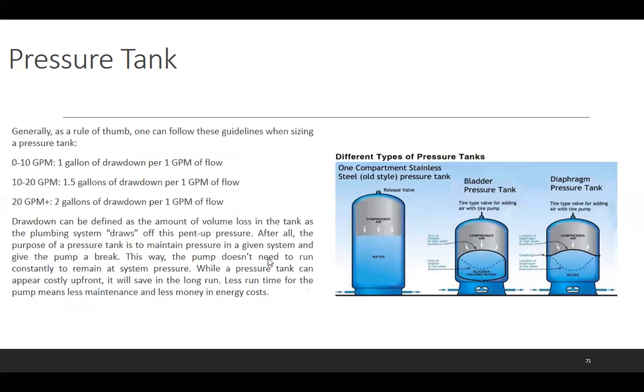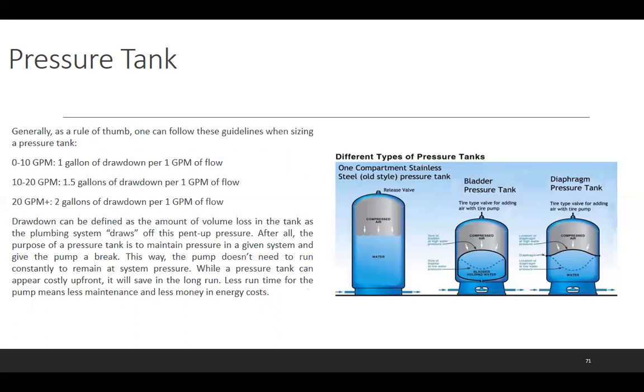Generally, as a rule of thumb, one can follow these guidelines with sizing a pressure tank. In terms of the flow, from 0 to 10 GPM, you must use 1 gallon of blowdown per 1 GPM of flow. 10 to 20, you should use 1.5 gallons of blowdown per 1 GPM of flow. Over 20 GPM is 2 gallons of blowdown per 1 GPM of flow.